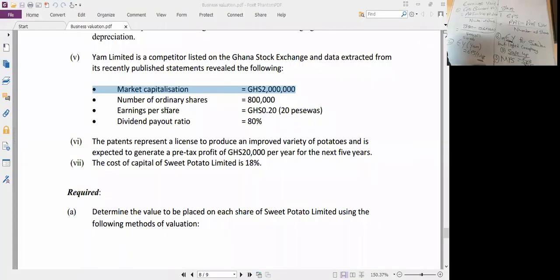Now, earnings per share has been given to us. If you divide this one by this, you get the market price per share. Earnings per share is here, 20 pesos. So if I divide the earnings per share by the market price, it should give me the earnings yield for the competitor. That's for YAM.